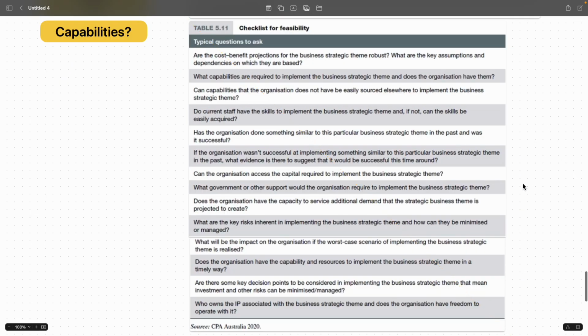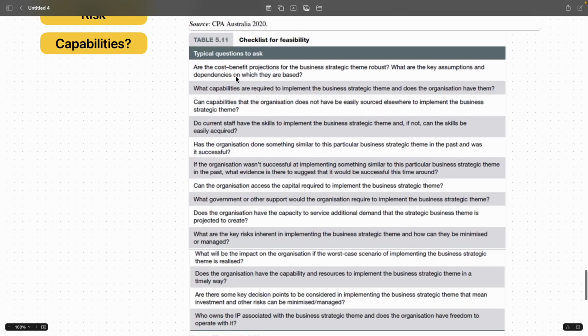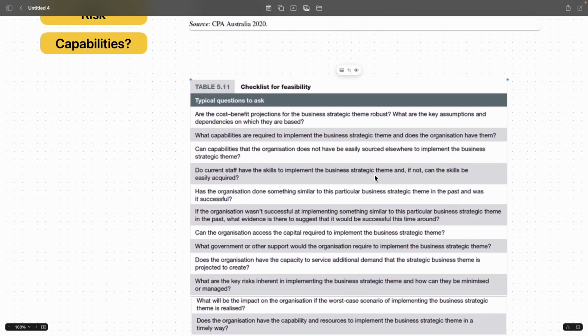So when you say feasibility, are the cost benefit projections for the business strategic team robust? What are the key assumptions and dependencies that they have? This is where you are now looking at different variables. Feasible is now cost and benefit. Notice you're looking at the cost and benefit of the whole project, the whole strategy itself.